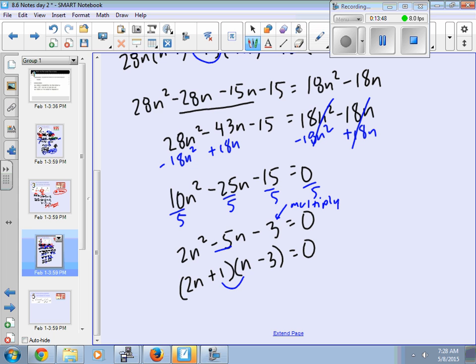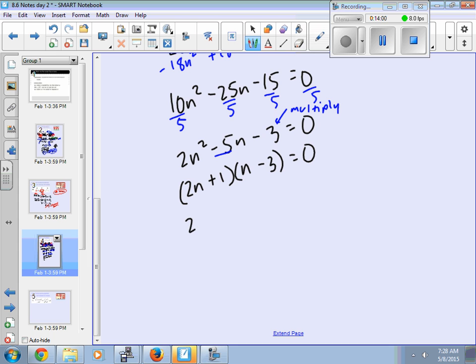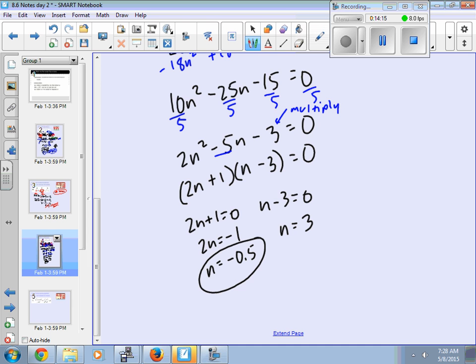If we multiply these, that's 1n. If we multiply these, that's negative 6n. Those two do add to negative 5n. So now we have them factored out correctly. So the last thing, put them both equal to 0 and see what you get when you solve. One answer looks like 3. The other one, we subtract 1 here and divide by 2, and it looks like you get negative 0.5. So we've got two answers of 3 and negative 1/2.